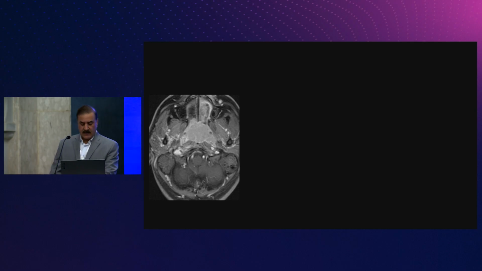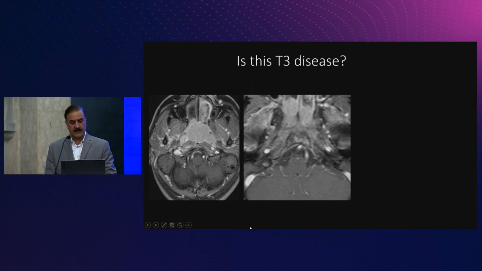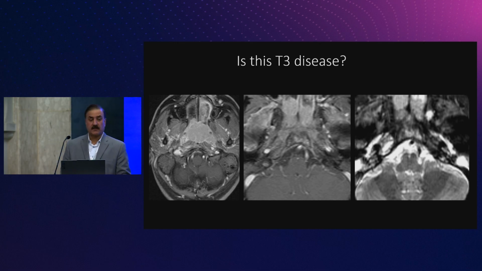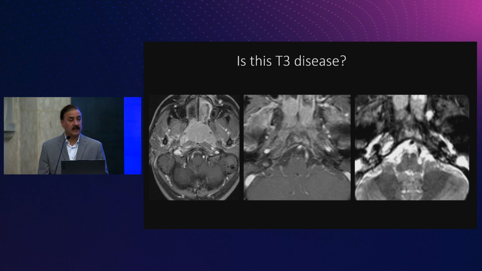Now, this was a very interesting case, and you can see that big, huge mass in the nasopharynx. This is the post-contrast image, and now you see some enhancement centrally within the clivus. And this is the corresponding T2 image of the clivus. So, nasopharyngeal cancer, involvement of the clivus, T3 disease. That's what we thought.